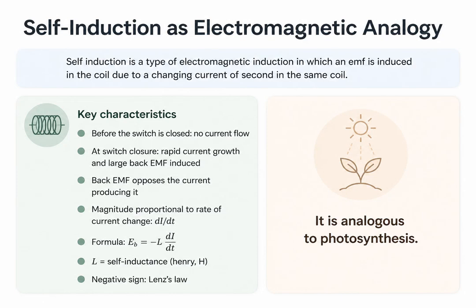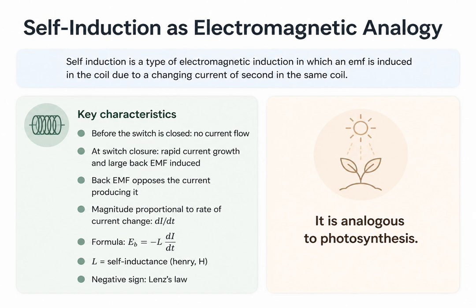Self-induction is fundamentally an electromagnetic phenomenon where a changing current in a coil induces an EMF within that same coil. Think of it as a process that feeds back on itself. When you first close a switch, current doesn't jump instantly to its final value. Instead, as current begins to grow, the changing magnetic field it creates induces a back EMF that resists that very growth. This is nature's way of opposing sudden changes. The faster the current changes, the larger the back EMF.